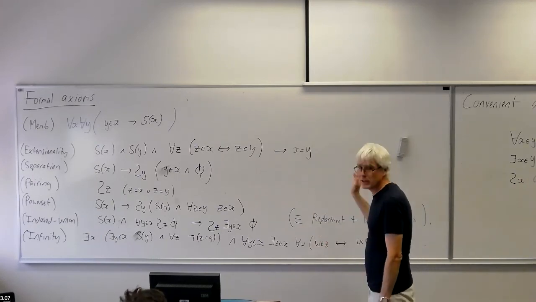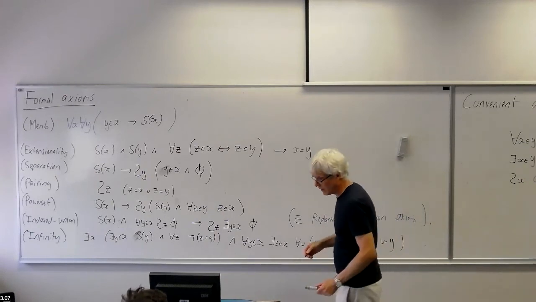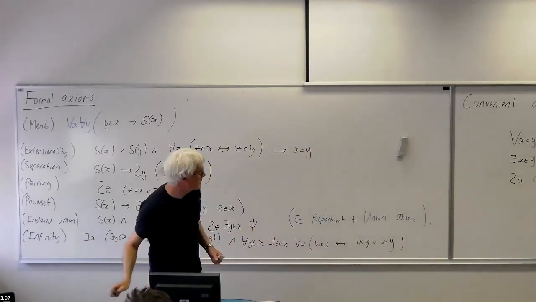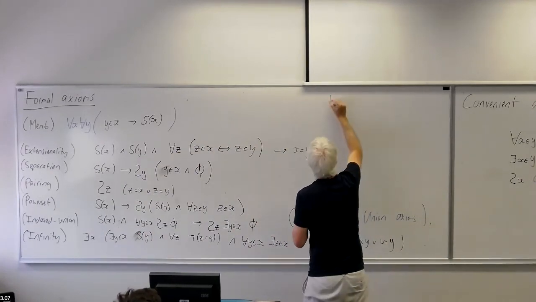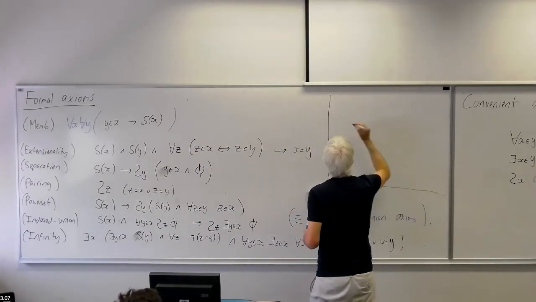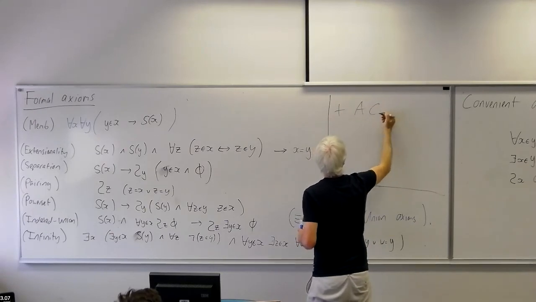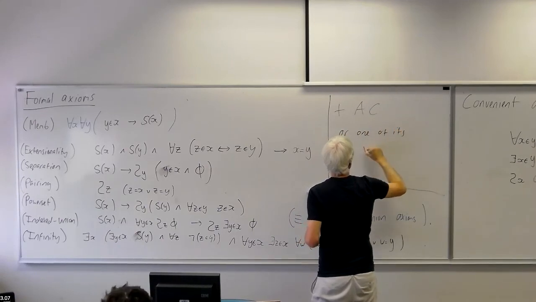So those are the axioms that we've been using throughout the course, apart from the axiom of choice, which I'm not going to formulate. So we'll add plus AC or one of its variants.